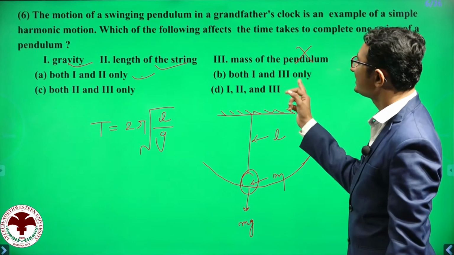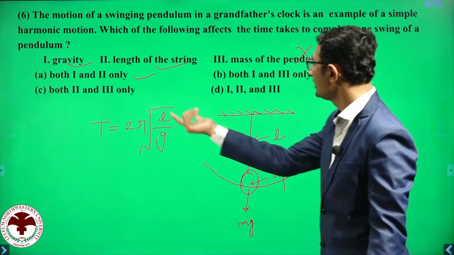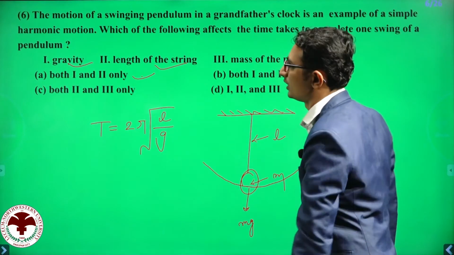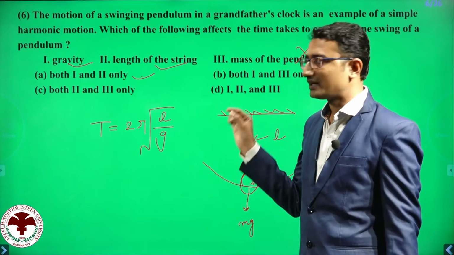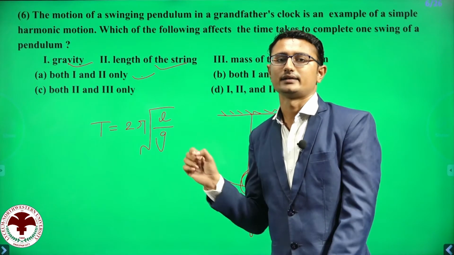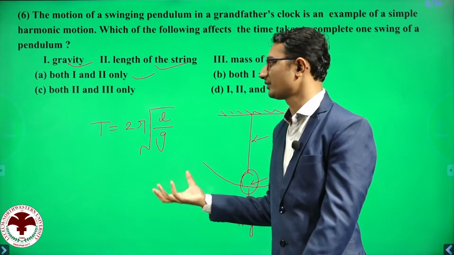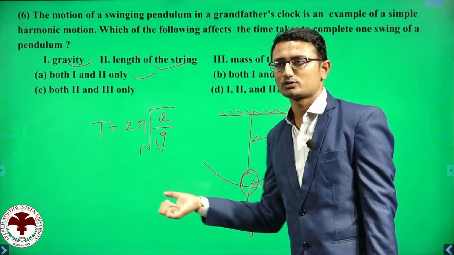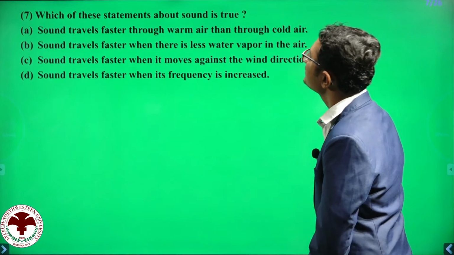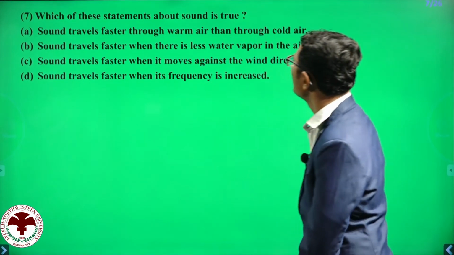Both 1 and 3 only? No. Both 2 and 3 only? No. 1, 2 and 3? No. So the right answer is both 1 and 2 only. Very simple question, but you can answer it only by knowing the formula. That's why you should know the formula, T equals 2 pi under root of L upon g. Next question, which of these statements about sound is true?